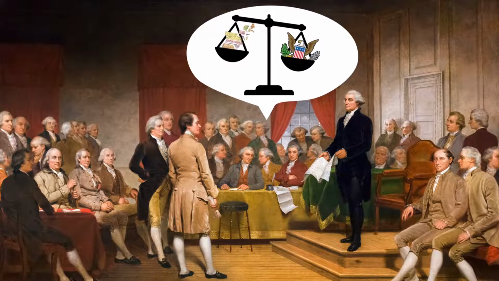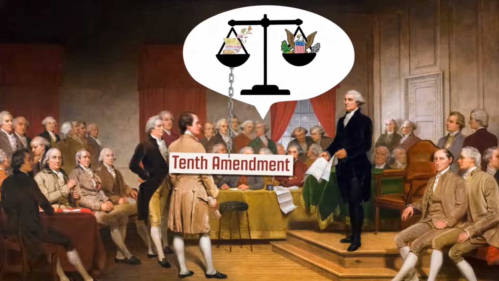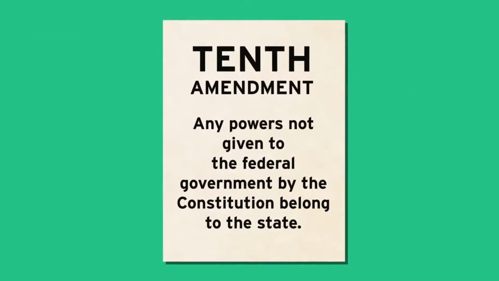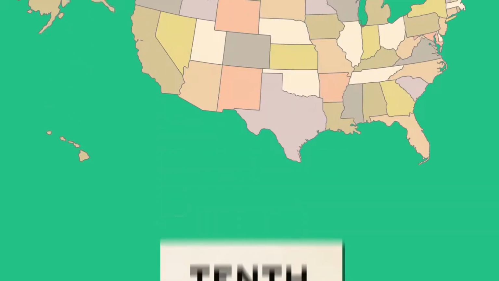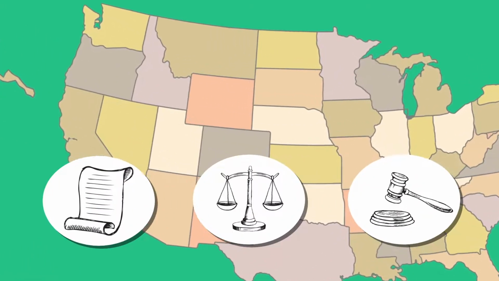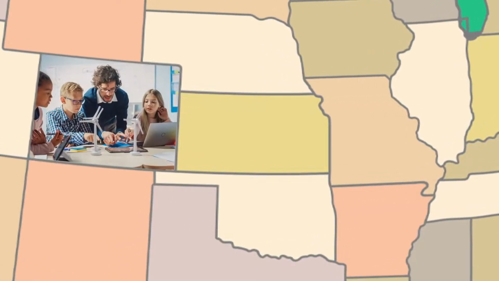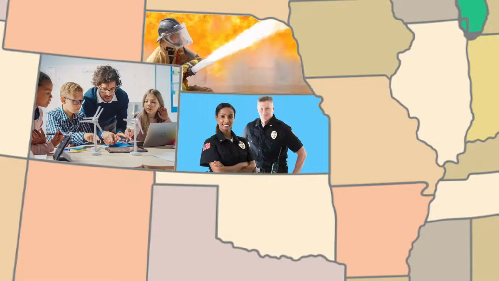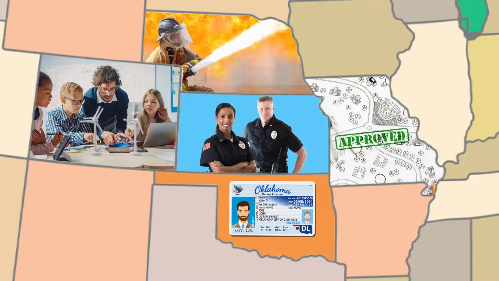They agreed to adopt the Constitution if an amendment was added to protect the rights of the states. The 10th Amendment says that any powers not given to the federal government by the Constitution belong to the state. Each state has its own government that writes and enforces laws. States have the power to provide schooling and education, oversee their own police forces and emergency services like fire departments, issue driver's licenses, and approve the use of land.